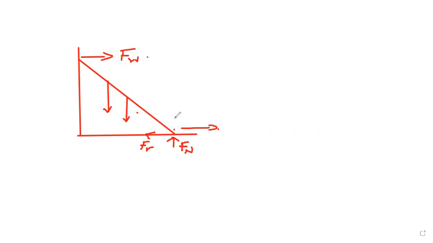What they want here is the distance from the ground. So we'll take our pivot to be at the ground there. This distance here is the distance they want you to find.